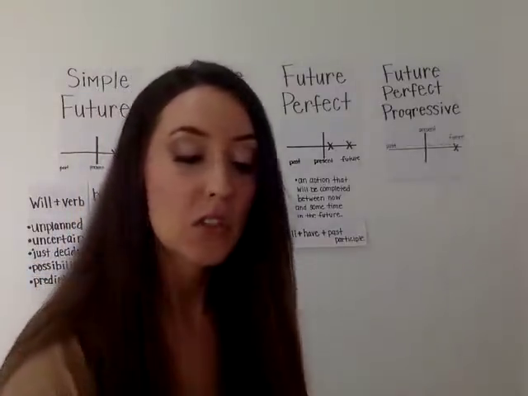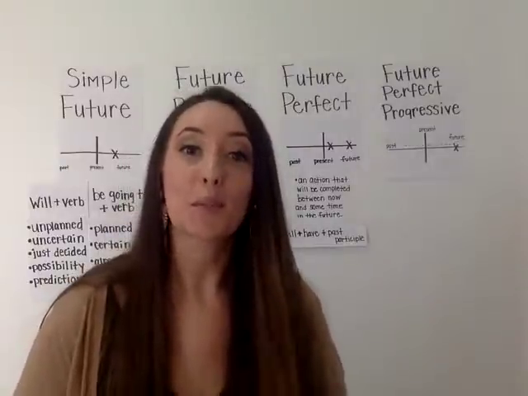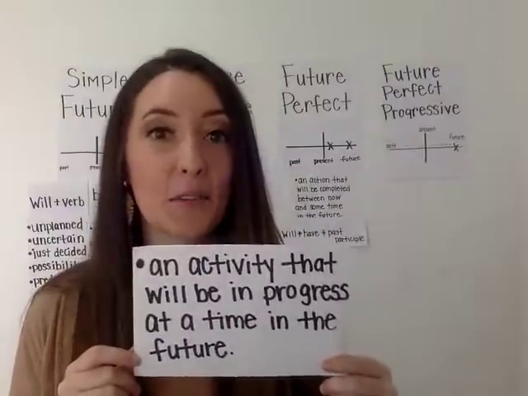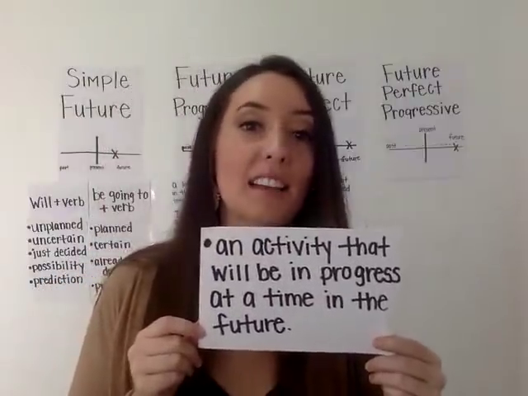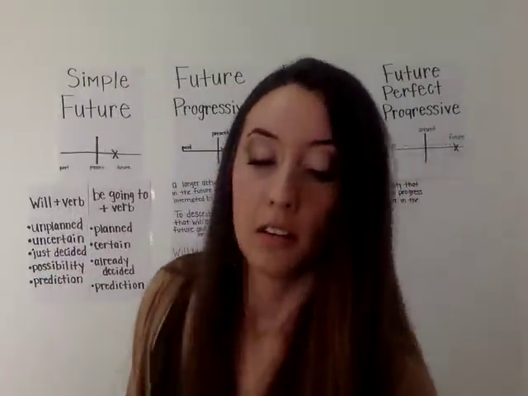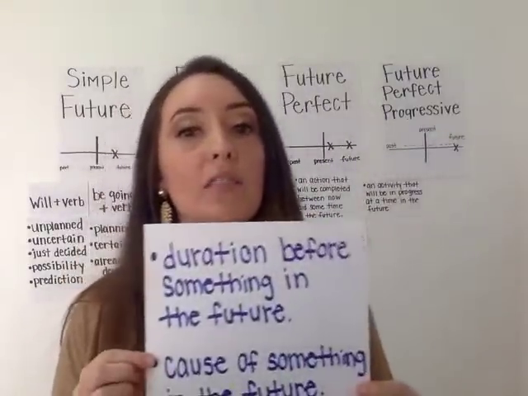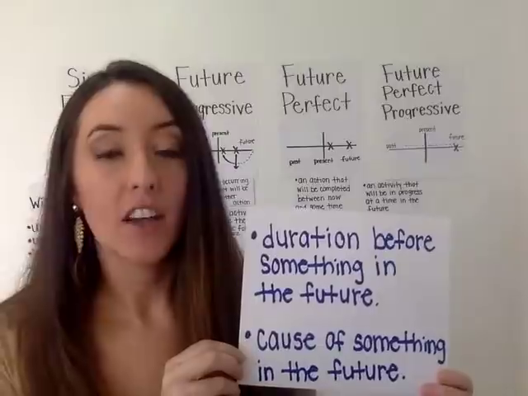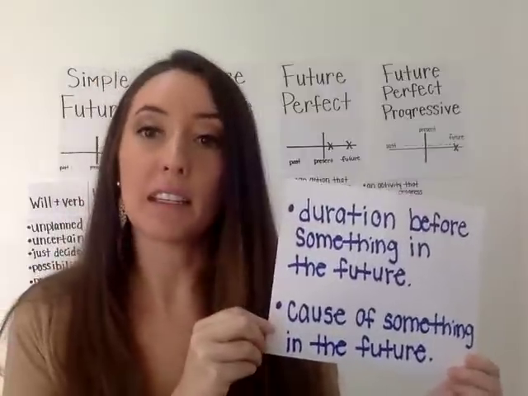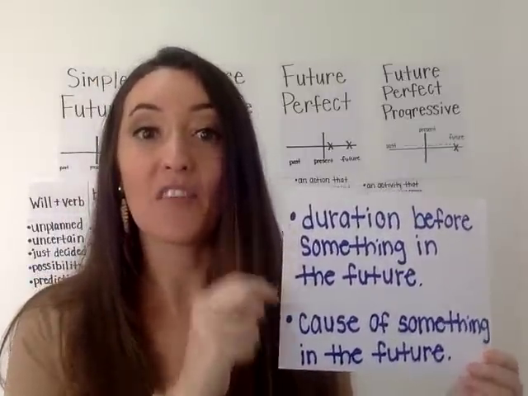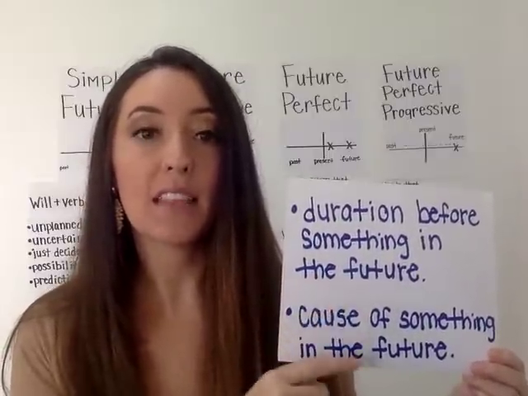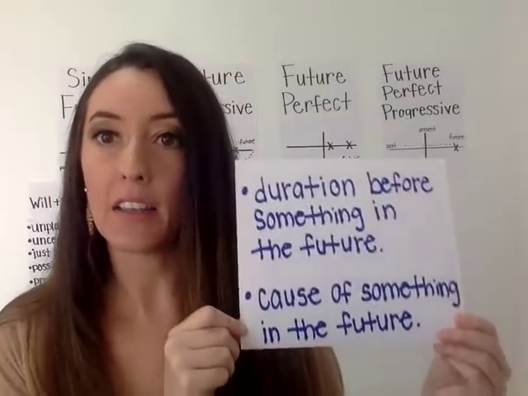All right, so we use future perfect progressive with an activity that will be in progress at a time in the future. More specifically, we use it to talk about duration, a duration of time before something in the future, or the cause of something in the future. We're going to look at an example of both of these reasons so that you can see clearly, okay? So the duration before something in the future and the cause of something in the future.